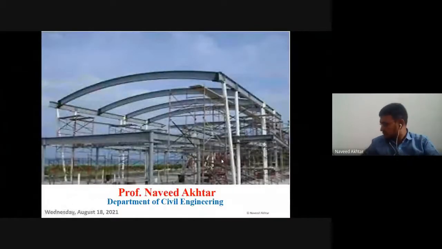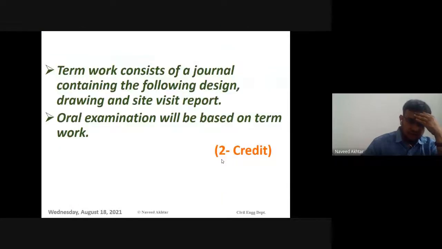So in previous practicals, we have seen sheet number 1 to 4 in design of steel structure. This term work consists of the journal containing the following design drawings and site visit reports. Oral examination will be based on the term work you will complete. And two credits are there for this design of steel structure lab.